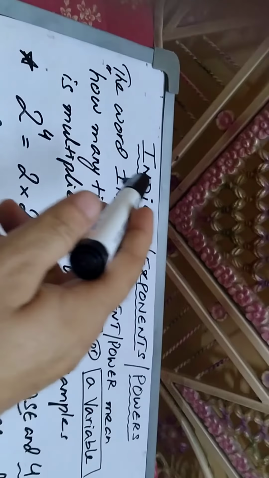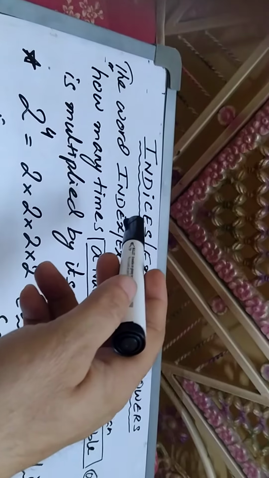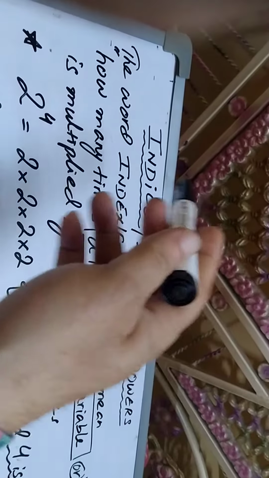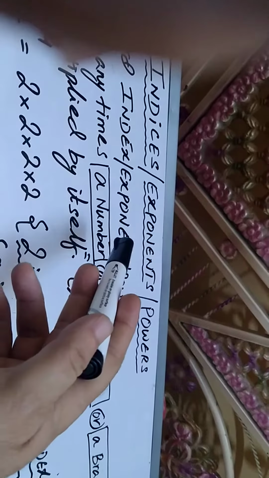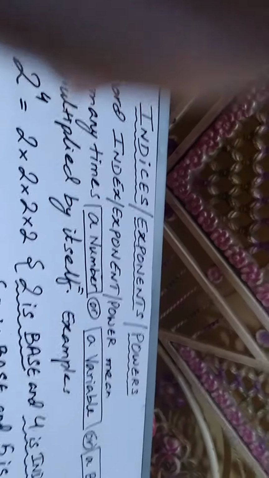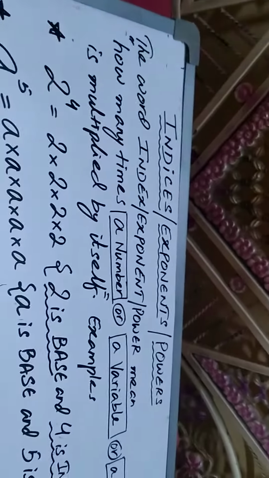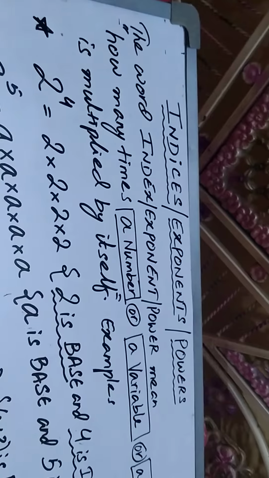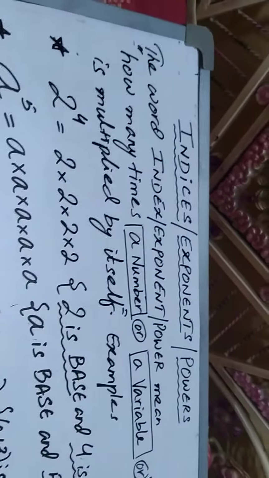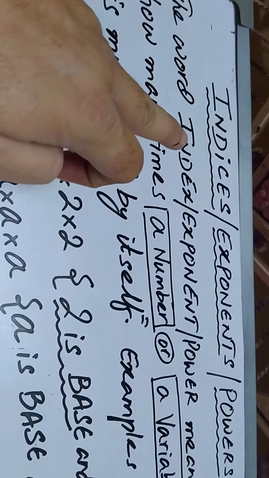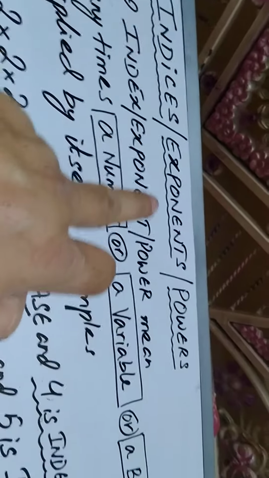Always remember, indices is a plural of index. There are two more words used instead of index. The words are exponent and we also call it power. Like you did in grade 5 when you're finding the prime factorization, the teacher said express these in its prime factorization and give your answer in index notation. Give your answer in exponential form. So indices is always the plural of index. We also call it exponent or power.